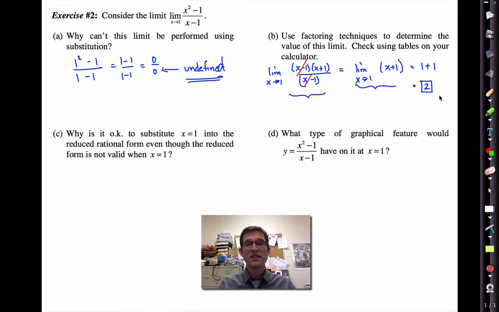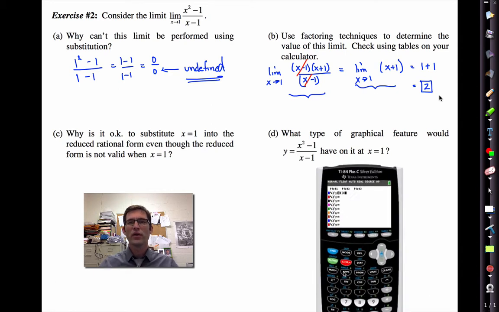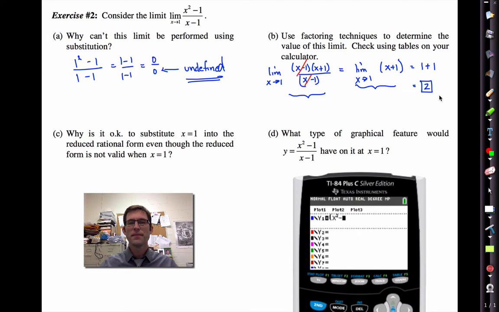All right, so let's open up the TI-84 Plus. Let's go into our y equals button. Remember how we did this from a few lessons ago? In y1, let's put in x squared minus 1 divided by x minus 1. Okay, make sure that you've got that in there correctly. Now remember, what we're going to do is we're going to go into our table setup next, so let's do that. Let's go into table setup.